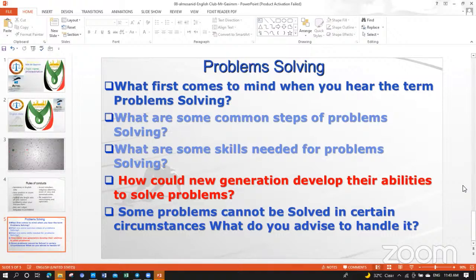Because setting points of view is different from giving a solution. For example, someone has a problem in the house, and he sits with his friend. He will state the problem clearly to his friend, and then he will try to find a point of view or maybe a solution.